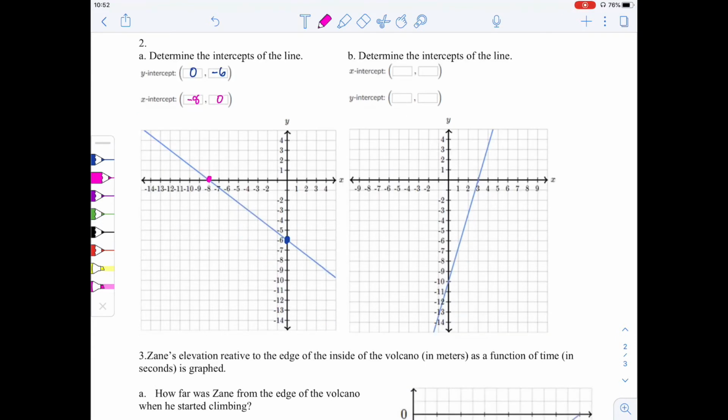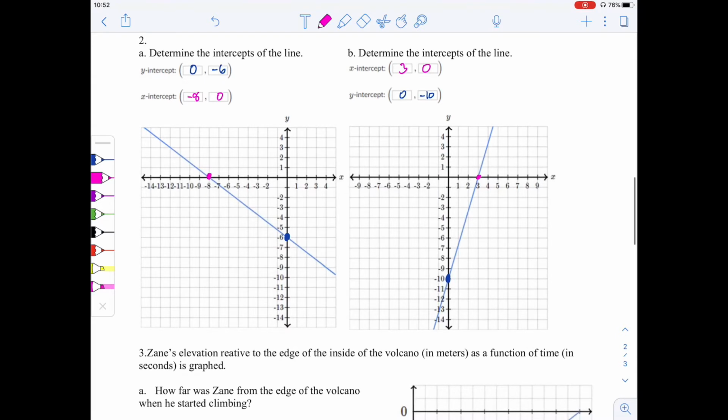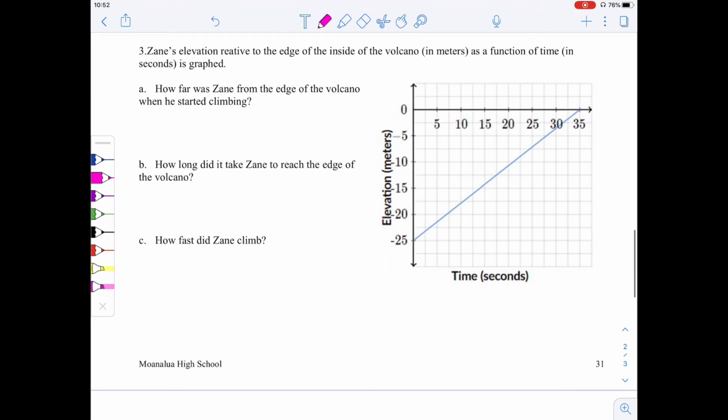Okay, part B. The y-intercept is at -10. The y-intercept is on the bottom now; they switch it up. So (0, -10). Your x-intercept is right there: your x is 3, your y is 0. So you're always going to have zeros in your intercepts on your graph. Okay, number 3, Zane's elevation relative, should be an L.